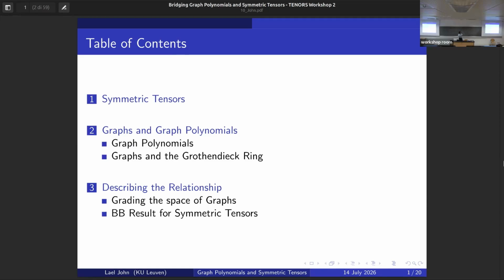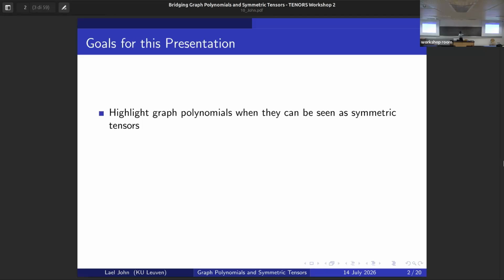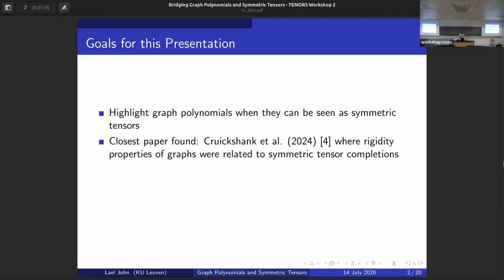And then I'm going to try and attempt two distinct results. One is going to be, can I take the grading from symmetric tensors and homogeneous polynomials and transfer it to the world of graphs? And then on the flip side, I know that graph polynomials have some interesting properties. Can I move those properties to the world of symmetric tensors? Right? So what is a symmetric tensor? That's my goals for the presentation again.